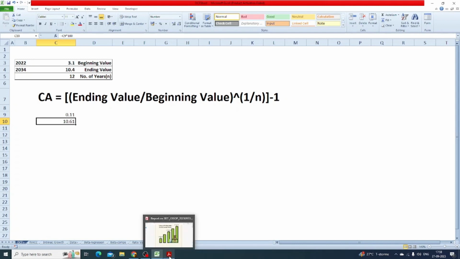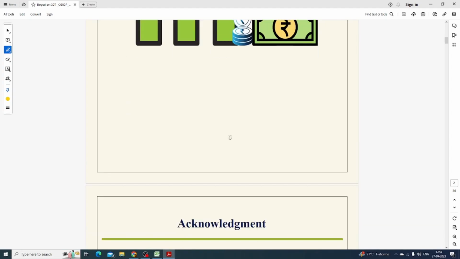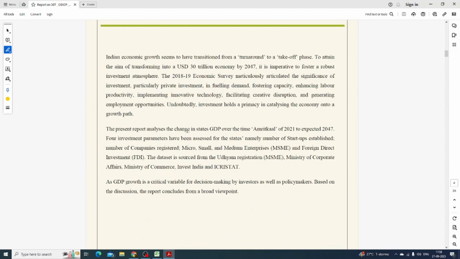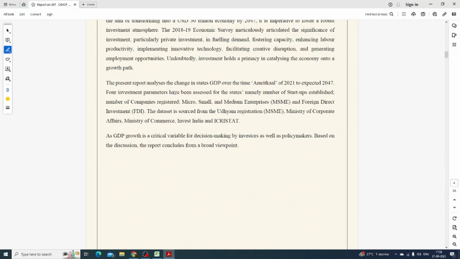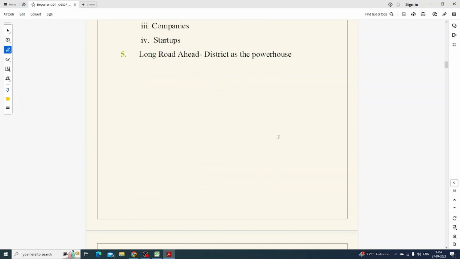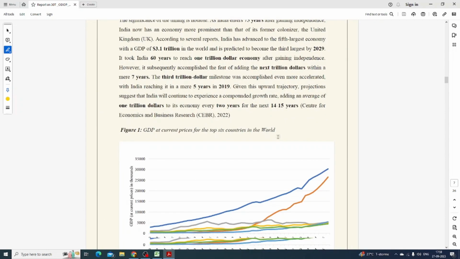Okay, now let's scroll down further. You can find all the details in this report. They have given the sources from which they gathered information to make this report. Very clearly the sources are mentioned, and the website links are given.